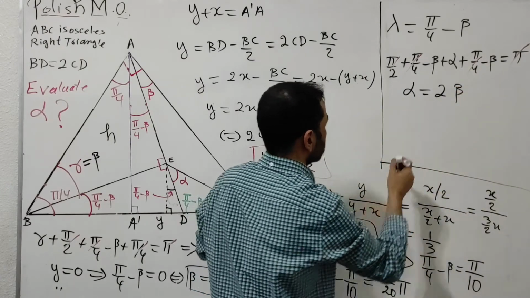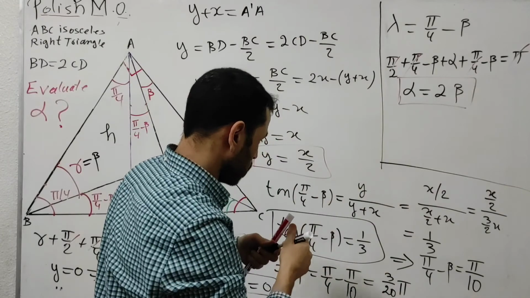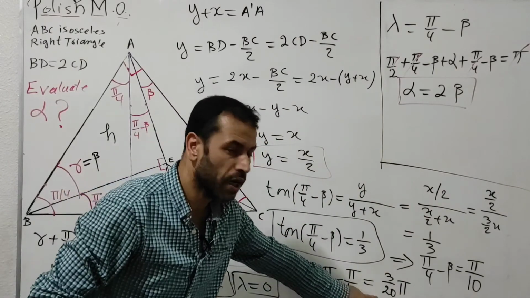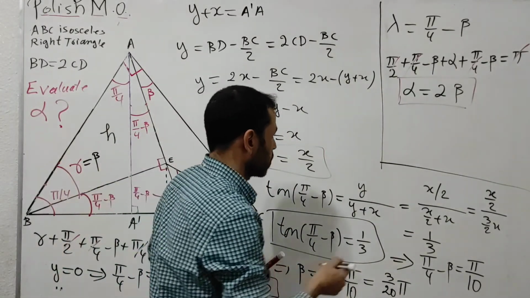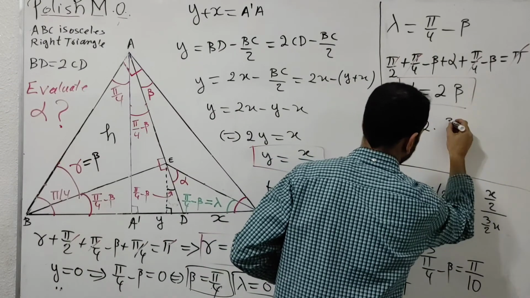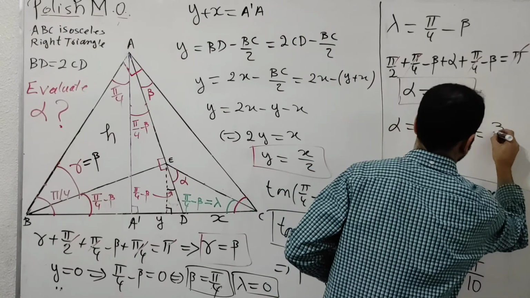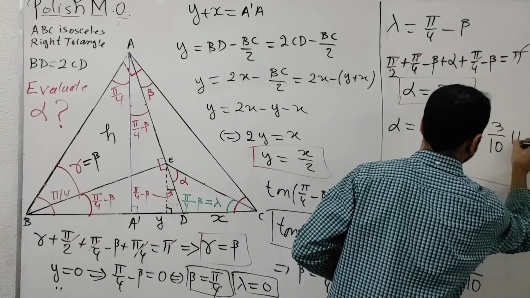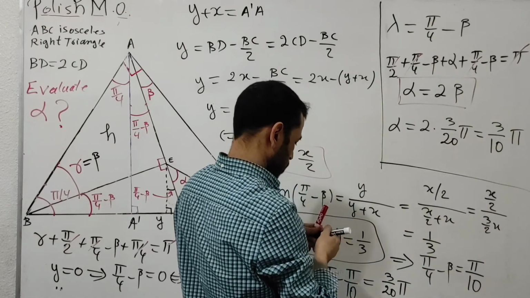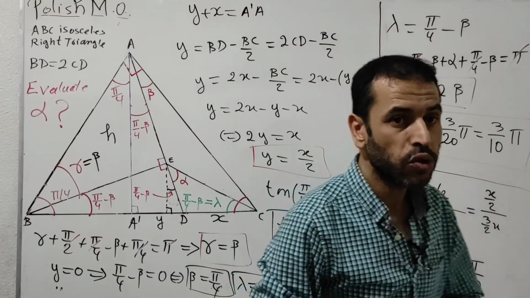Okay, here is a very nice expression. So now, since we found beta equals 3 over 20 pi, that means alpha equals 2 multiplied by 3 over 20 pi, which is 3 over 10 pi. Here is the value of alpha. So I am done with this problem.